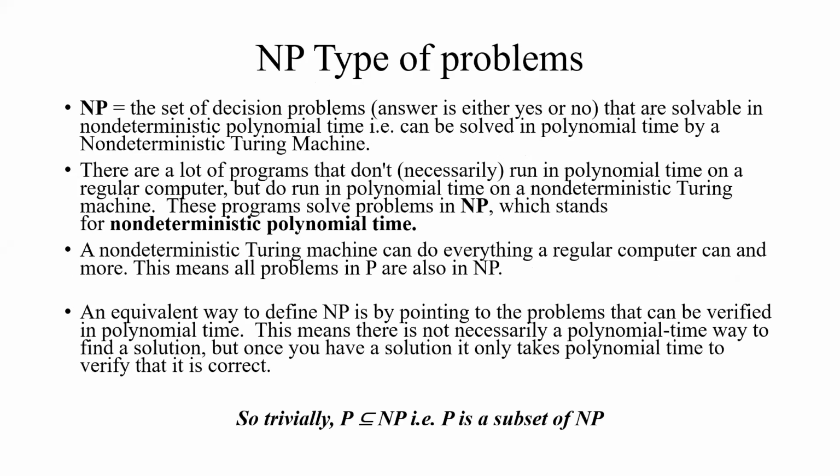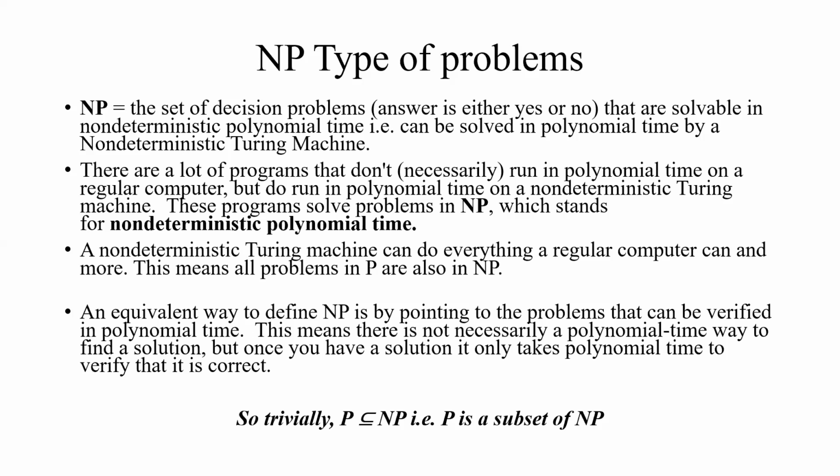Now, what is NP type of problem? NP means non-deterministic polynomial time. That means we know that the problem can be solved, but we cannot give the time compulsorily that it will be solved in this particular time. We cannot give the order in which the problem will be solved. So NP is a set of decision problems. Decision problem means yes or no, that are solvable in non-deterministic polynomial time. That means they can be solved in polynomial time by a non-deterministic Turing machine.